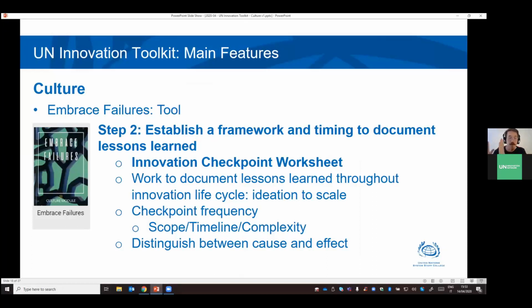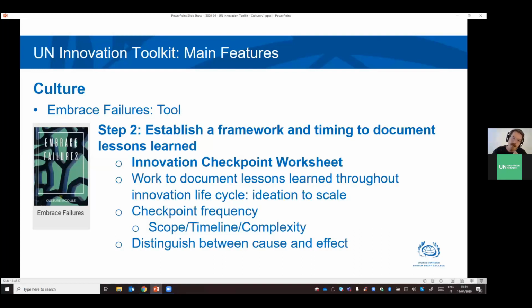All too often, we're really only looking at success or failure at the end of a project or an innovation intervention, whereby we need to be bringing that right back to the start point as well and incorporating these regular check-ins. And this document, this worksheet, will assist you in doing that.